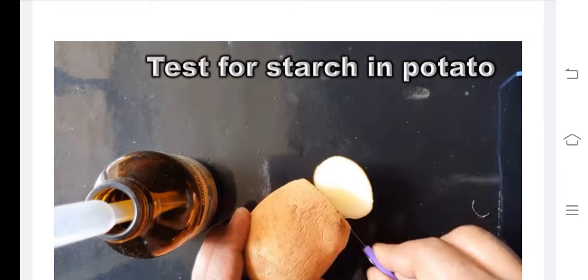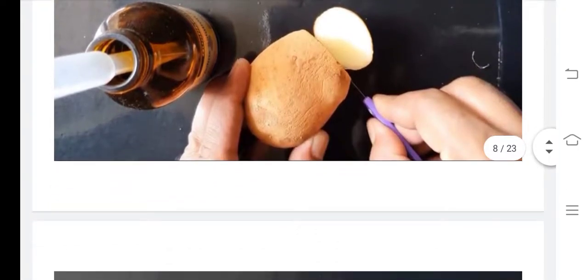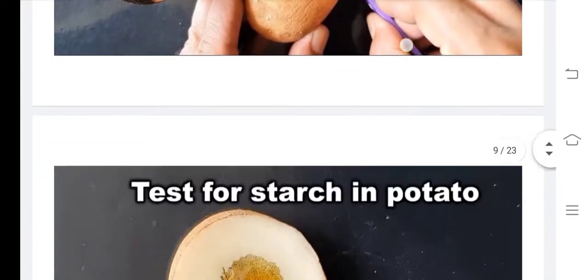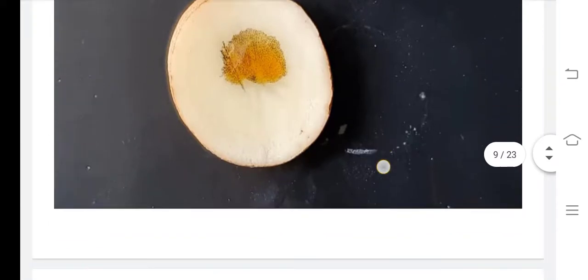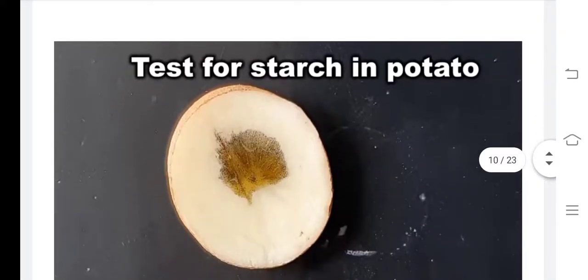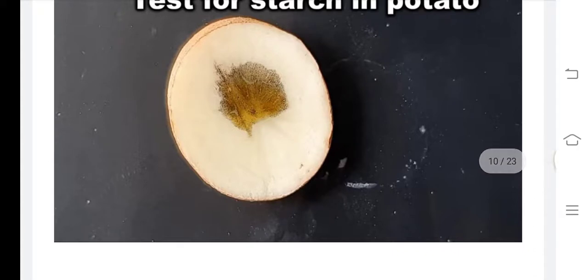What are the sources of carbohydrate? I told you, potato. Test for starch in potato. See, observe. First, they cut the potato, adding iodine solution. See the color first before it changes into blue black color. Then the potato contains starch.